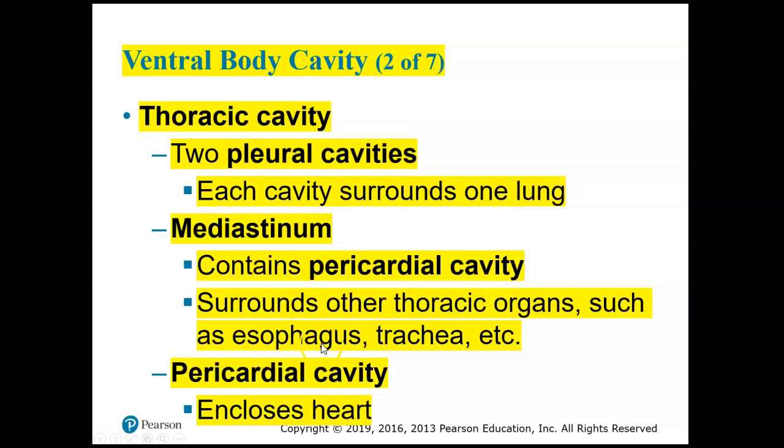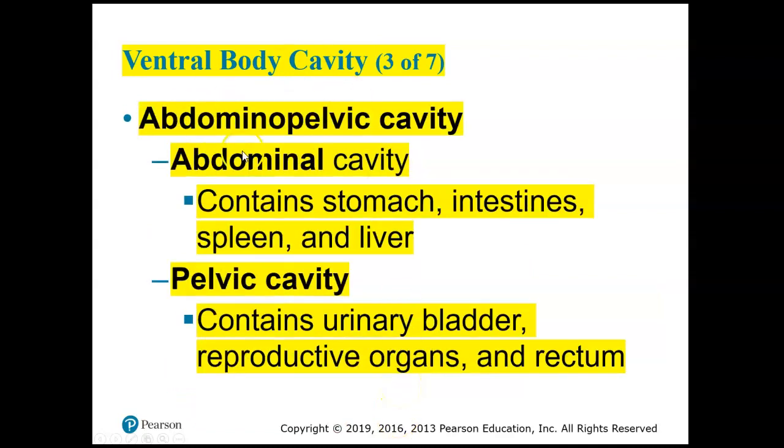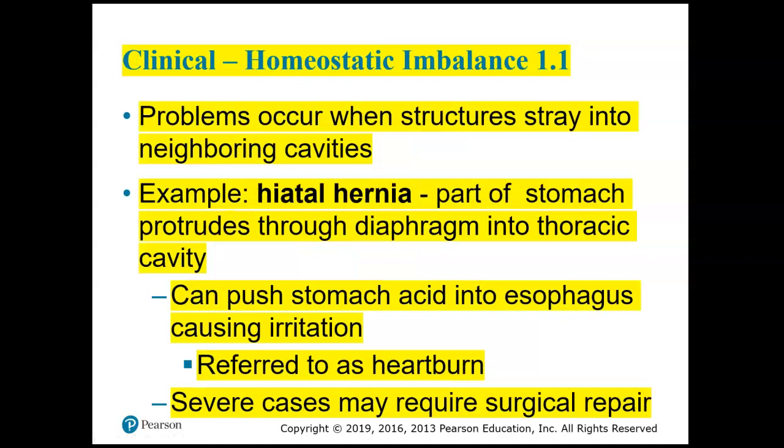And then the other thoracic organs within the mediastinum are the esophagus, the trachea, and the thymus gland. The pericardial cavity encloses the heart again. And then the abdominal cavity contains the stomach, intestines, spleen, and liver. The pelvic cavity contains the urinary bladder, some of the internal reproductive organs, and the rectum.